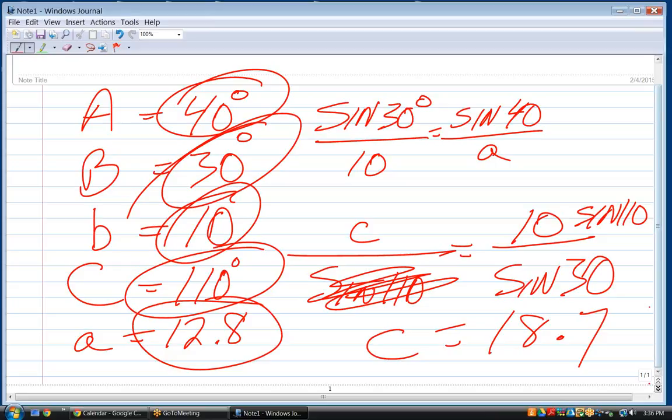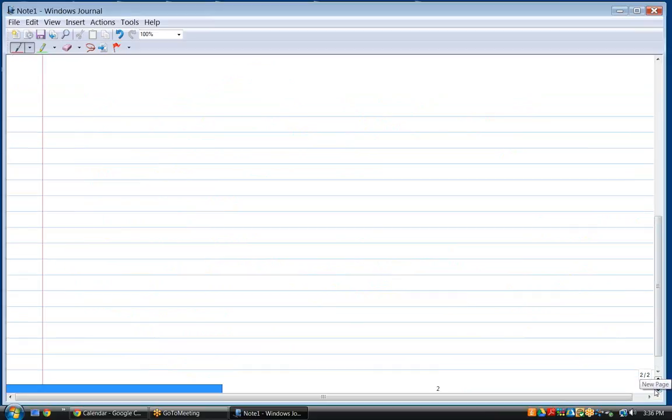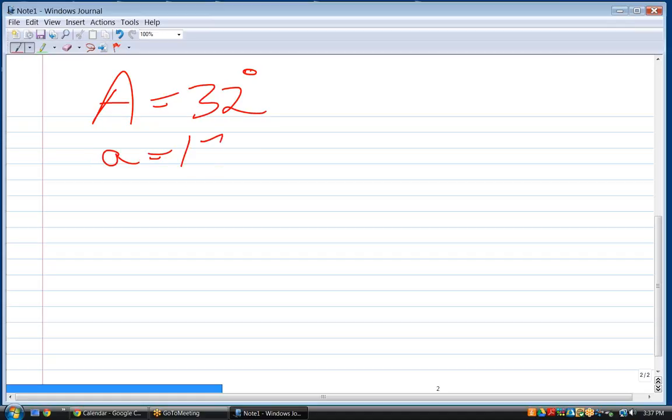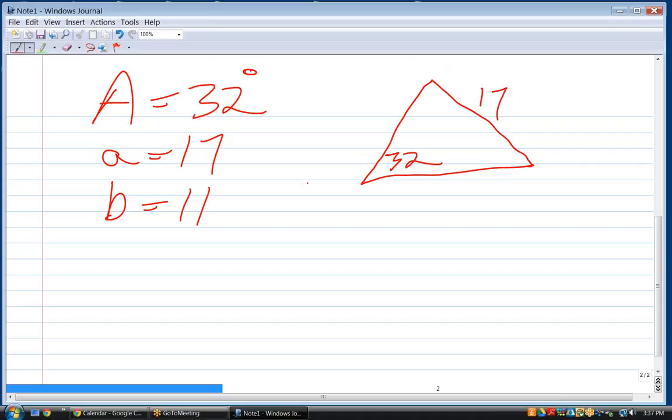I'm quite certain you know how to do all of them that have two angles and one side. Do you have any that have two sides and one angle? Let's do one of those. Angle A is 32 degrees. Side A is 17. And then side B is 11. Now, this is a triangle: 32 there, 17 there, and 11 there.